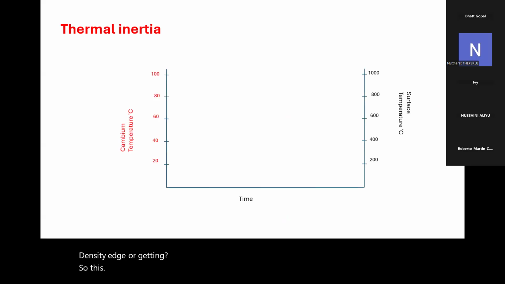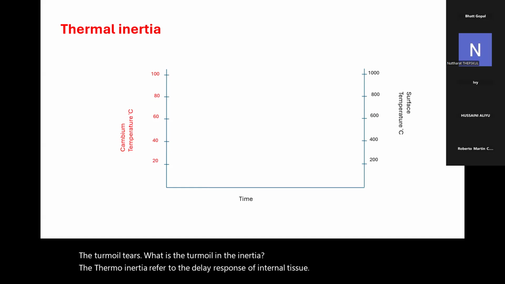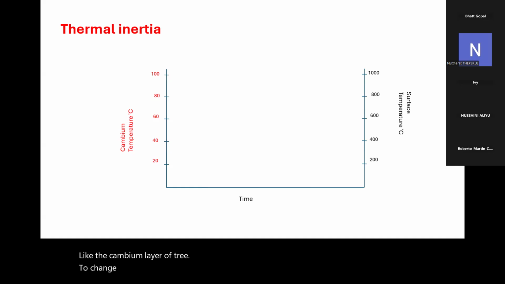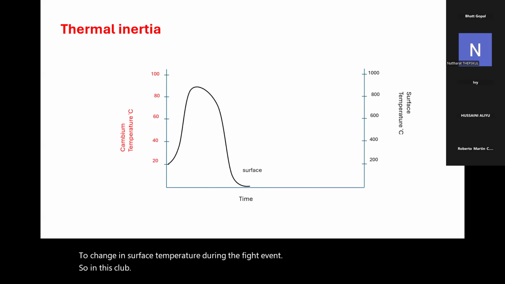In this graph or chart, I will show you the thermal inertia, which is very important and related to the bark. What is thermal inertia? Thermal inertia refers to the delayed response of internal tissues, like the cambium layer of a tree, to changes in surface temperature during a fire event. In this graph, we compare the surface temperature and cambium temperature over time.